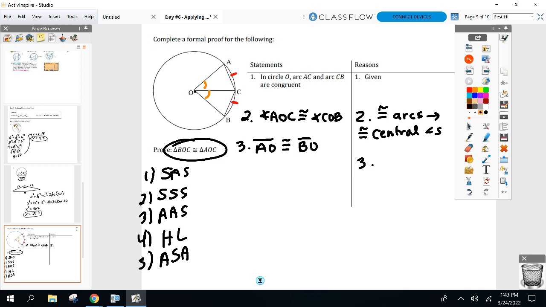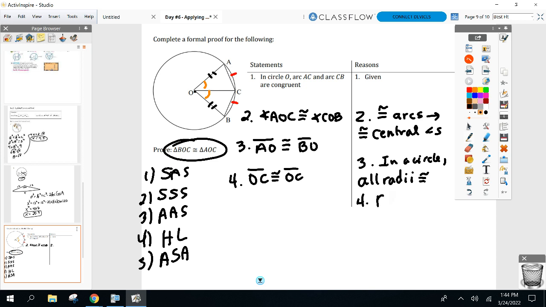Nice. In a circle, you've got to have that term there: in a circle, all radii are congruent. I'm shocked many of you just didn't spout this out right at the beginning. Go ahead, Mahmood. Yeah, our good old buddy Reflexive. Oh, it's been so long. OC congruent to itself. Reflexive.